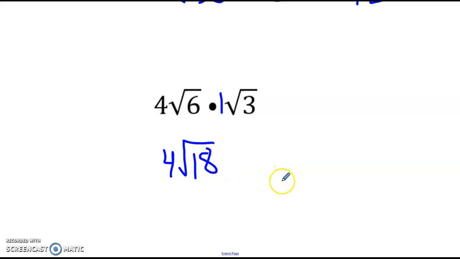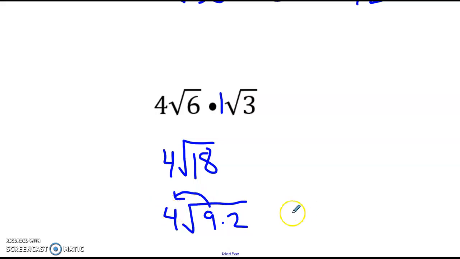And now from here, though, we have to simplify this a little bit. Now remember, 18 does factor into a perfect square. We do have 4 times the square root of 9 times 2. That's how we can rewrite that. And we know that the square root of 9 is 3, so we're going to take that outside the radical. Square root of 9 is 3, and multiply the 3 by the 4 that's already there. So once we take the 9 outside the radical and multiply it by the 4, that's going to give us 12 root 2. And that's our simplified answer.